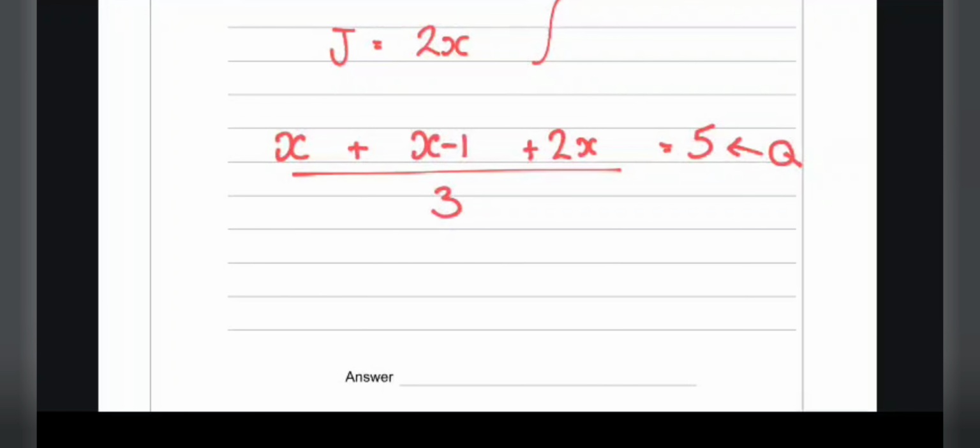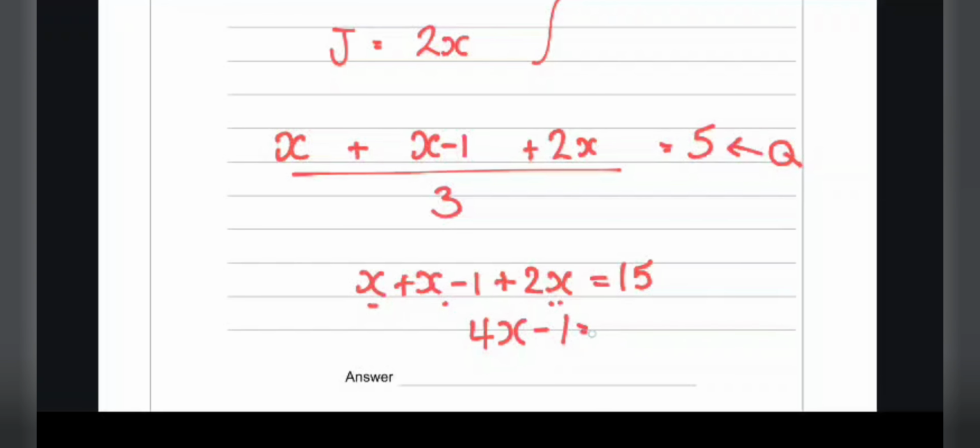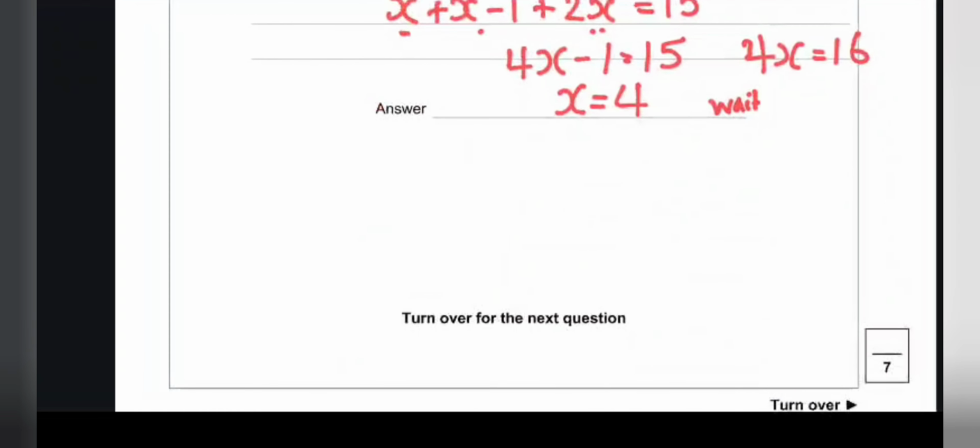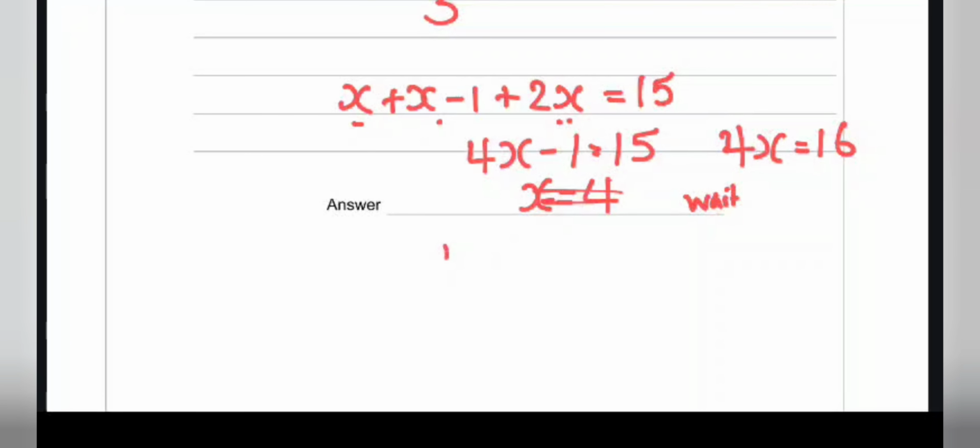And now let's do some tidying up, really, rearranging. So we're going to times that 3 out from underneath the bottom to get equals 15 on the right-hand side. We're going to collect all of our x's together. 4x minus 1 equals 15. We're going to move that minus 1 over. So you've got 4x equals 16. Therefore, x equals 4. But wait, is that what they wanted? No, they wanted Joel's age, and he's double that. So Joel is 8, double 4. That's what we're looking for.